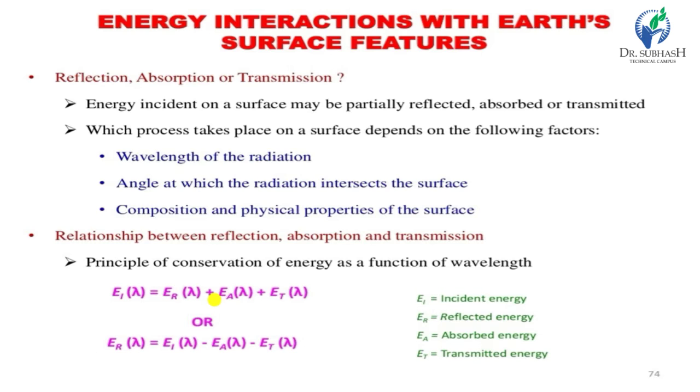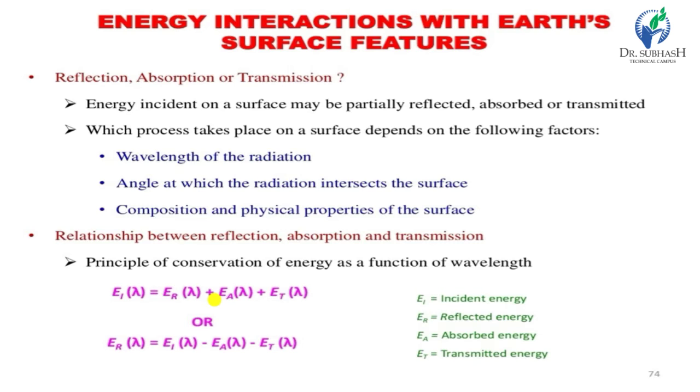Now one question will arise in mind: what are reflection, absorption and transmission? Energy incident on a surface may be partially reflected, absorbed or transmitted. Which process takes place on a surface generally depends on the following factors. How much energy is reflected, absorbed or transmitted depends on the wavelength of radiation, the angle at which the radiation interacts with the surface, and the composition and physical properties of the surface. Like carbon gases, which absorb ultraviolet rays.